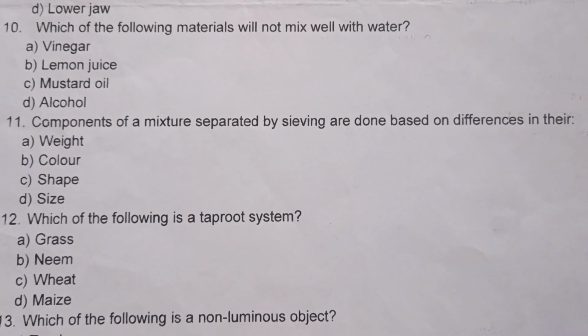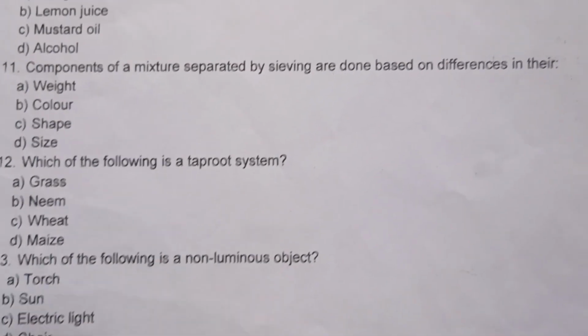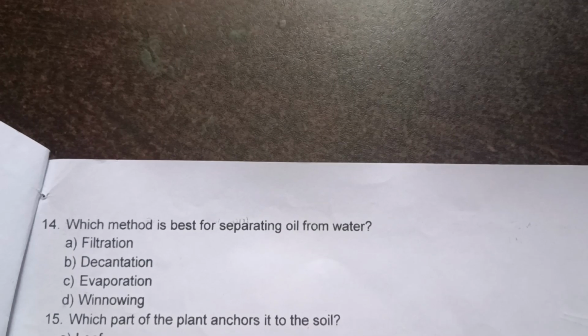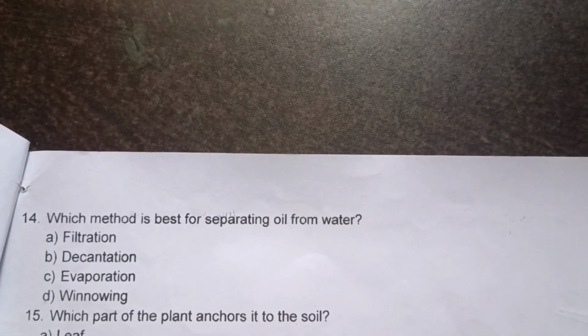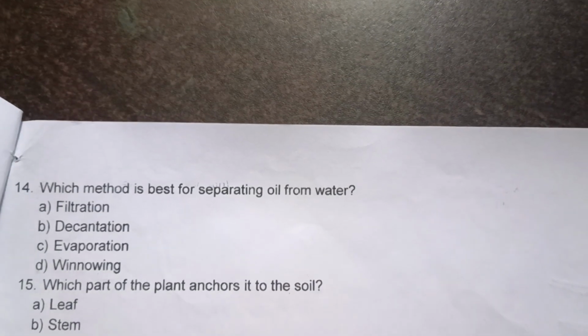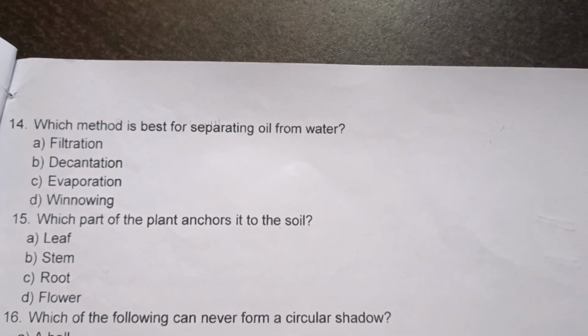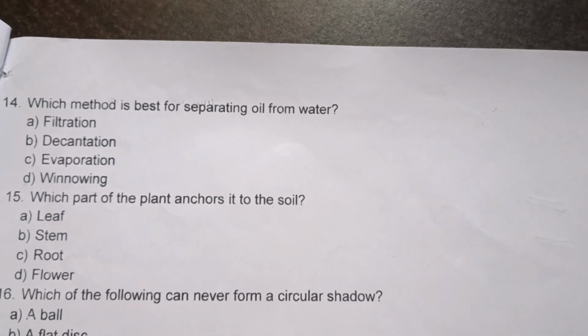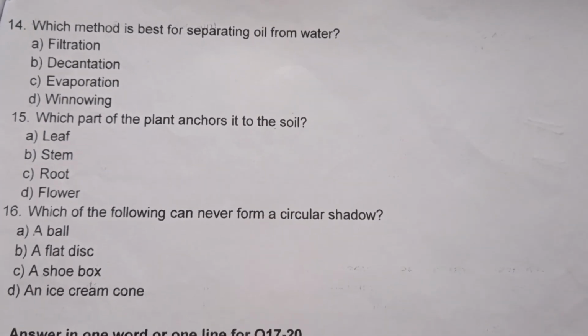Which of the following is a non-luminous object? Torch, sun, electric light or chair? Next, which method is best for separating oil from water? Filtration, decantation, evaporation or winnowing? Which part of the plant anchors it to the soil? Leaf, stem, root or flower? Which of the following can never form a circular shadow? A ball, a flat disc, a shoebox or an ice cream cone?